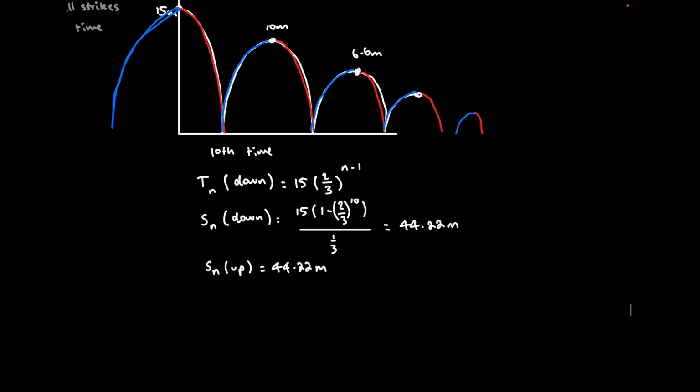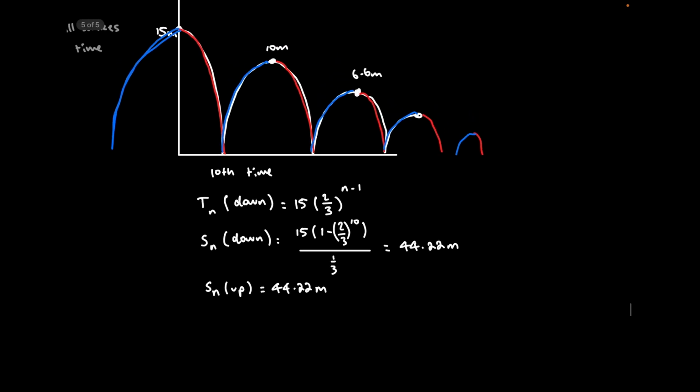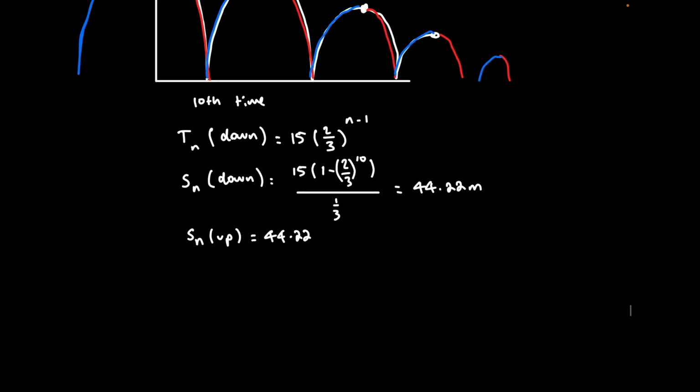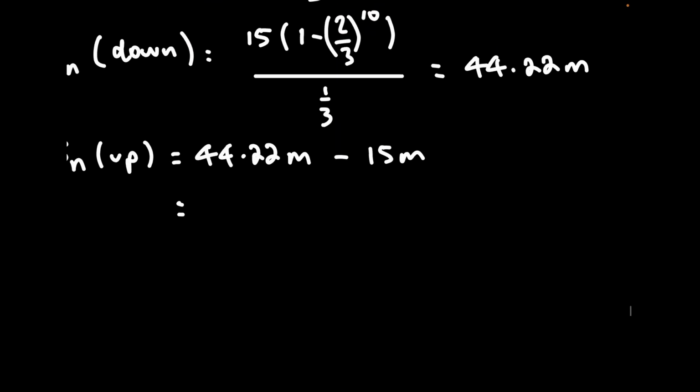But what we also need to factor in is we don't actually travel this distance of the ball. The first distance that we travel is this red downstroke. The ball is dropped from this height and it bounces like this. So we actually have one extra downstroke for each blue upstroke of the ball. So what we need to do is minus away the original 15 meters. What we get when we do that is 29.22 meters.